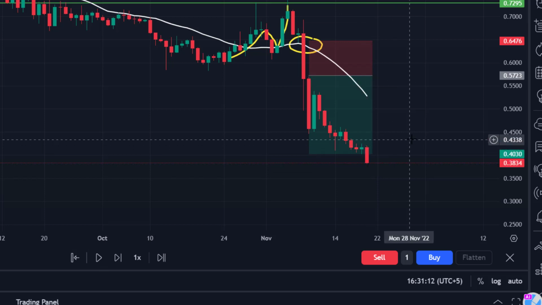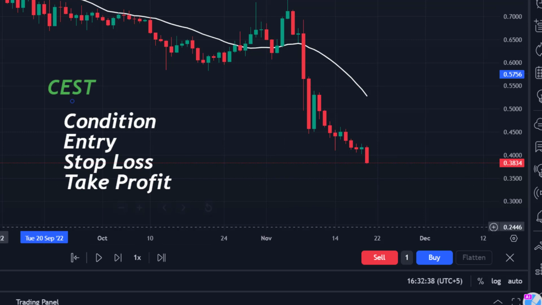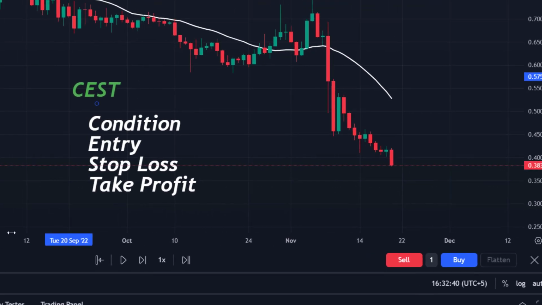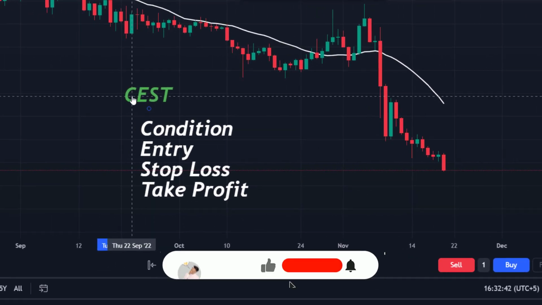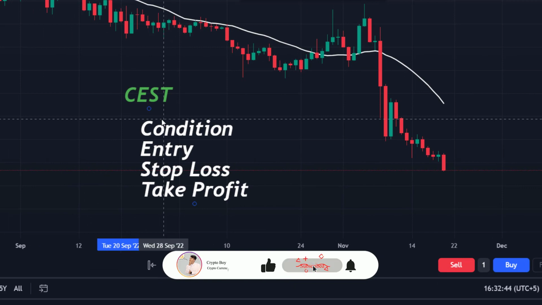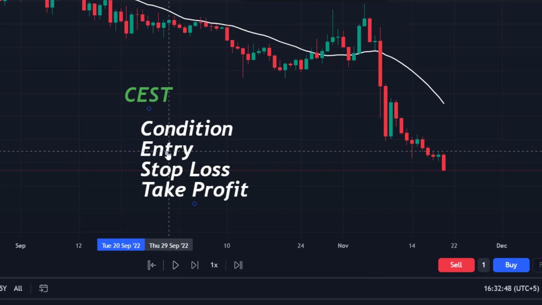So this is how you can follow the moving average in order to make profit, to just make daily income. One thing I should tell you, you need to follow this CEST. C means condition. First of all, you are just looking for condition. Once the condition is met, you can start your entry.